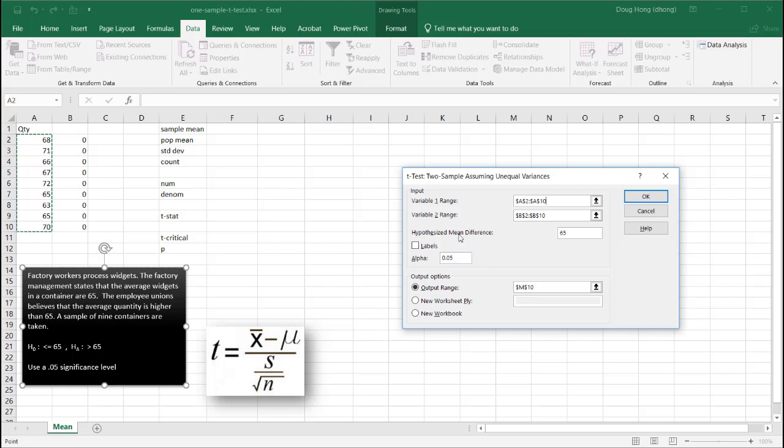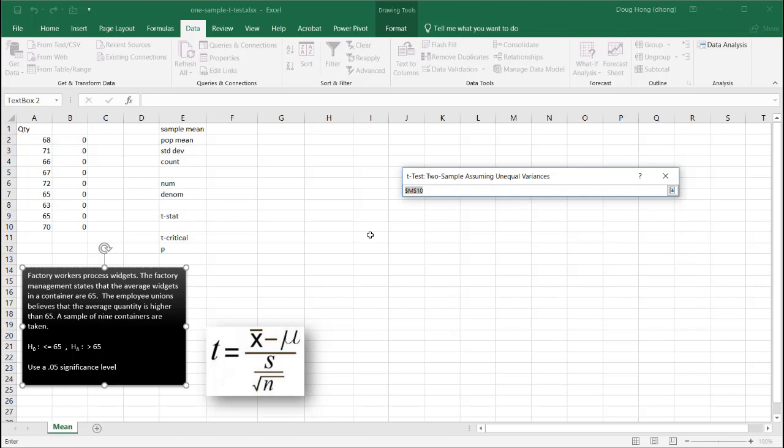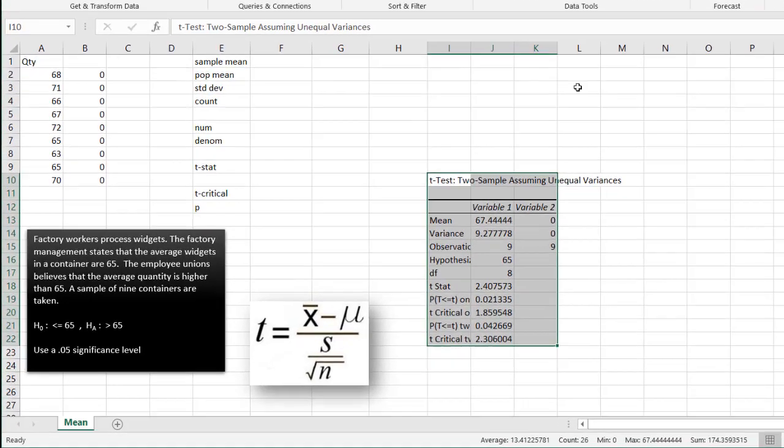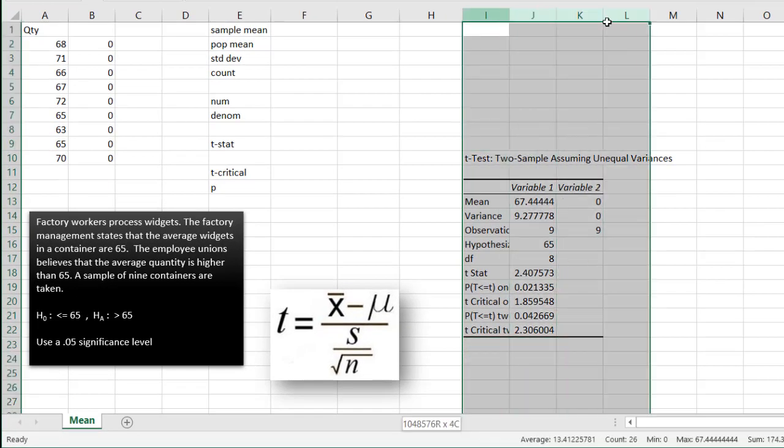And my hypothesized mean difference, well, this is 65. What we're looking at is the 65 there. My alpha is 0.05. We're using a 0.05 significance level, and I'm not going to click labels since I didn't select the labels up here. My output range will be, I'll put it over here actually, I10. Press enter, click OK, and now we have our values. Select these columns, double click to auto fit.